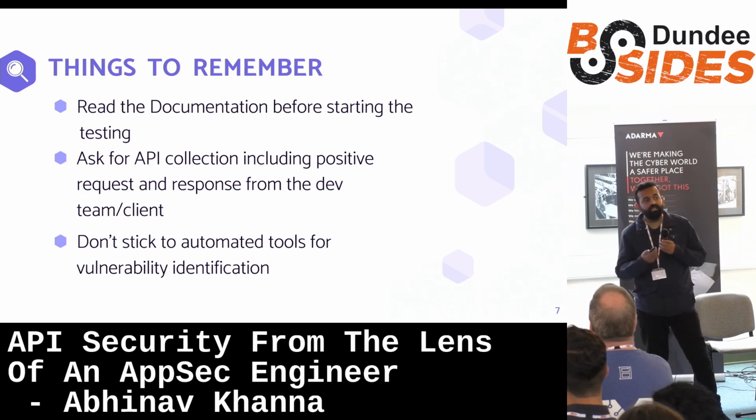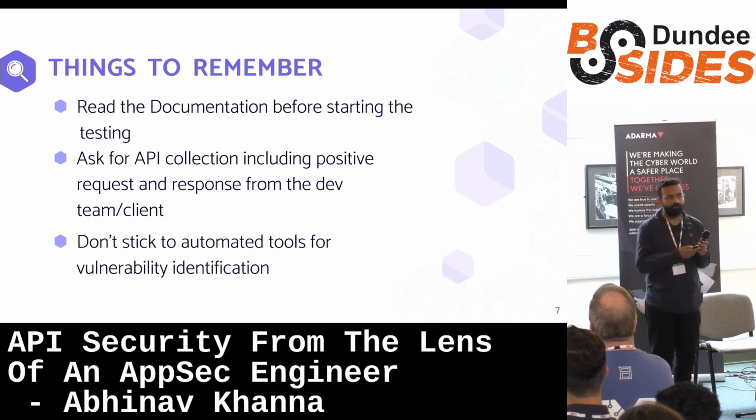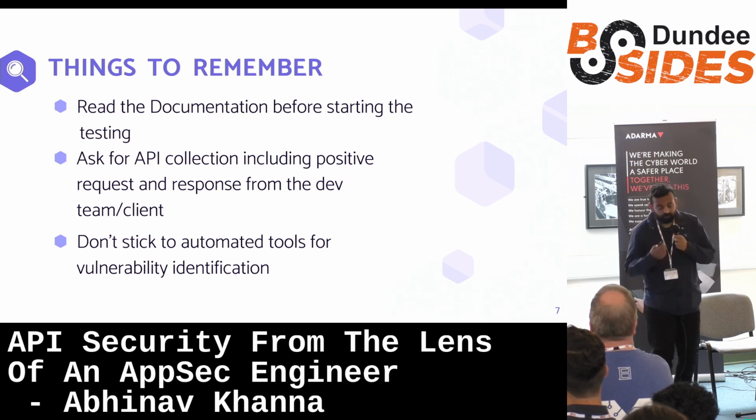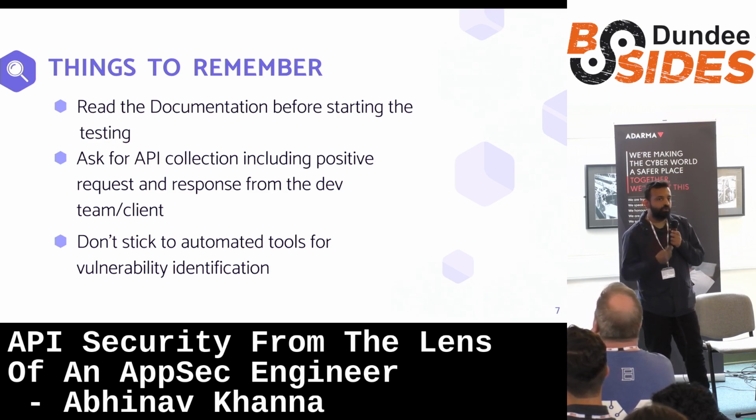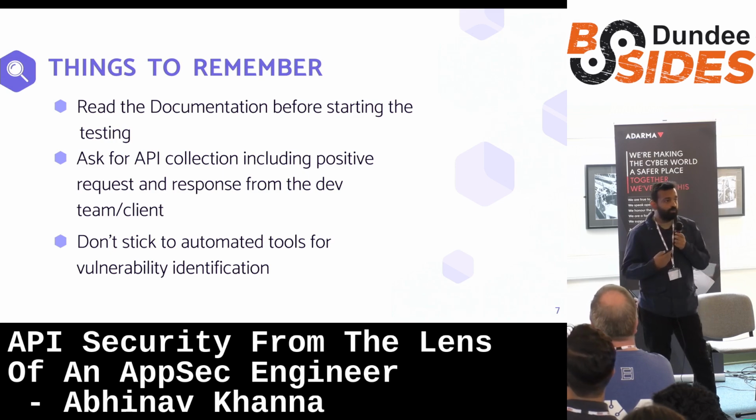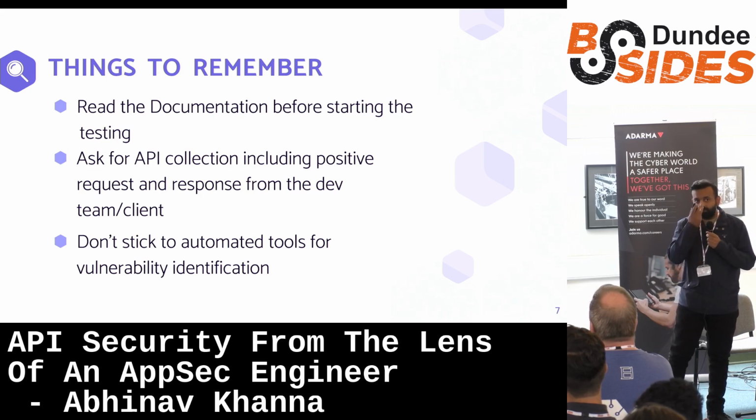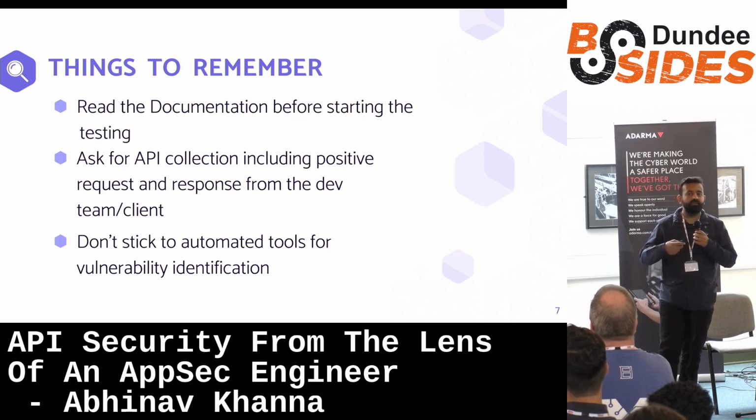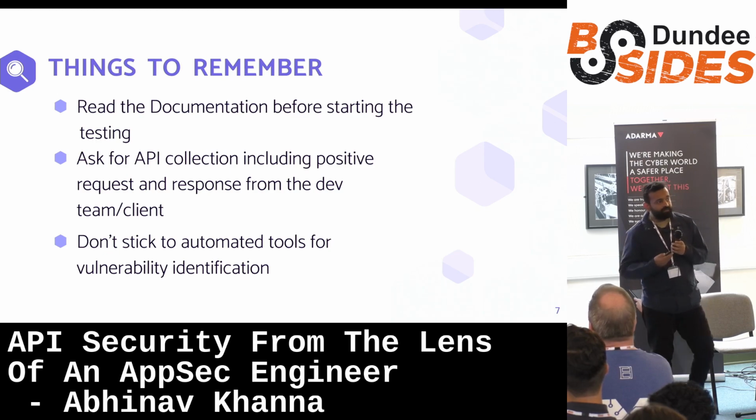Second, ask for the API collection, which includes the positive response. If it's a GET request and you want to know what data the application is going to fetch, we need the API response. We need to know what methods we can use on the APIs. Third, when we talk about API security assessments, we should not just stick to automatic tools and scanners just for showing the results. We actually need to do manual assessments, because they are going to give us the actual results.